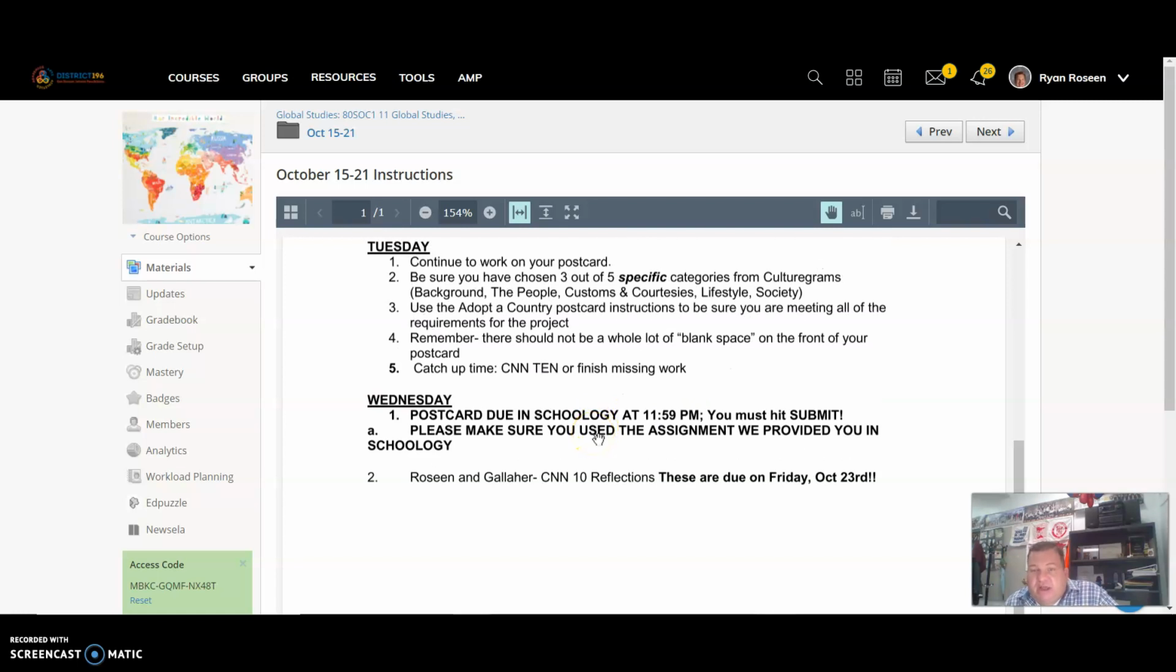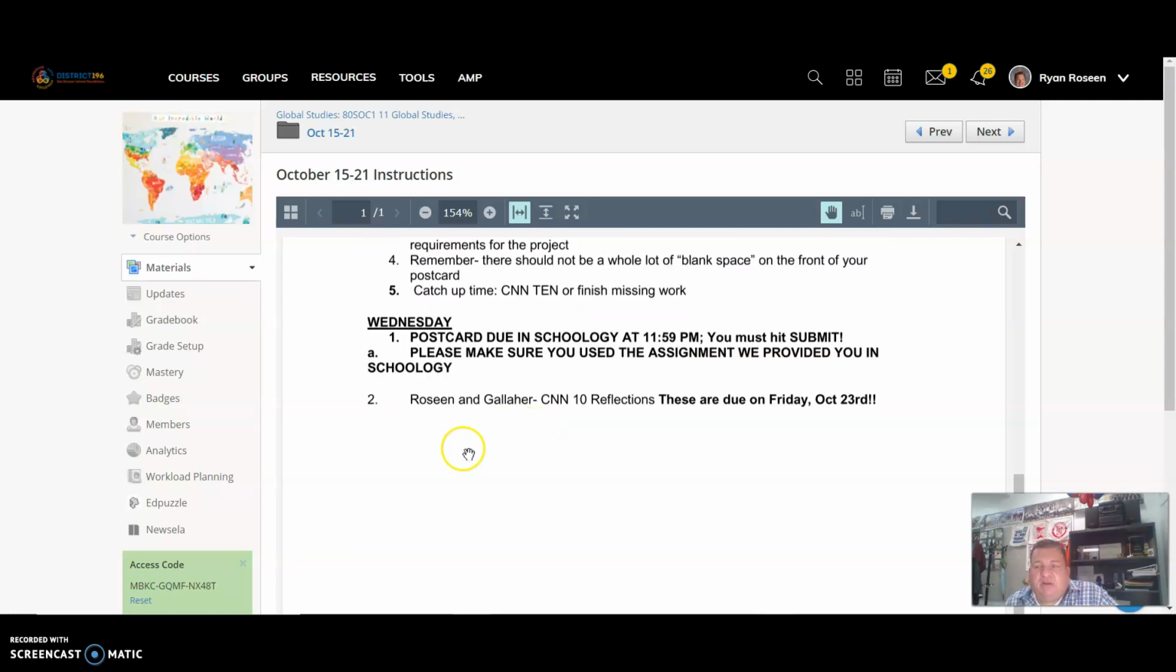We will be sharing out, just to give you a heads up, on Thursday and Friday of this week. Not there yet. But you are going to be doing a gallery walk with everyone's postcards from the period that you are in. So you are going to be sharing these out with other people. So make sure you put some effort into them. Make sure they look professional. We're giving you lots of time. So they should look pretty good.